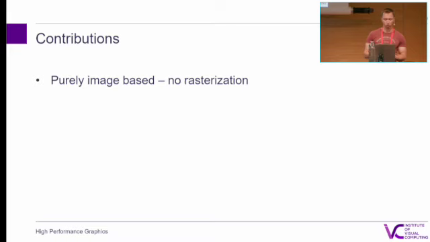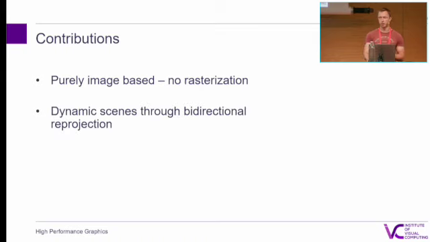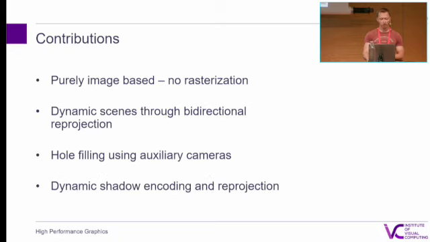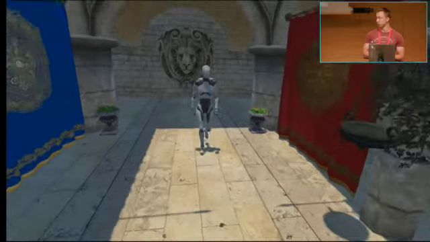However, most of these works still need some kind of non-trivial geometry processing or do not handle dynamic scenes. Therefore, we propose a purely image-based method that does not need any rasterization hardware at all, can handle dynamic scenes using bidirectional reprojection, handles disocclusions by using additional auxiliary cameras on the server, and can also handle dynamic shadows.